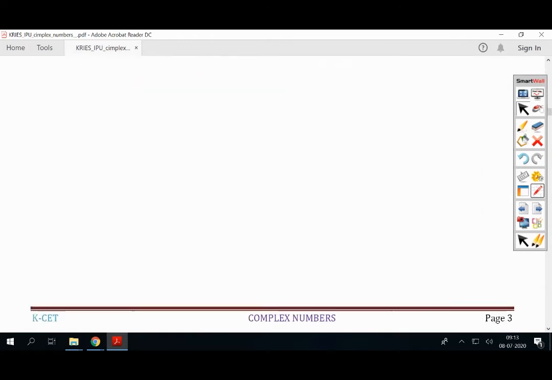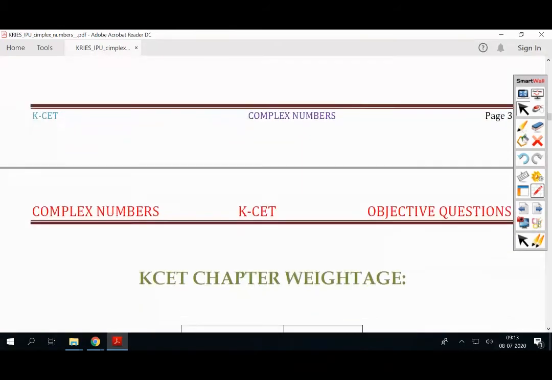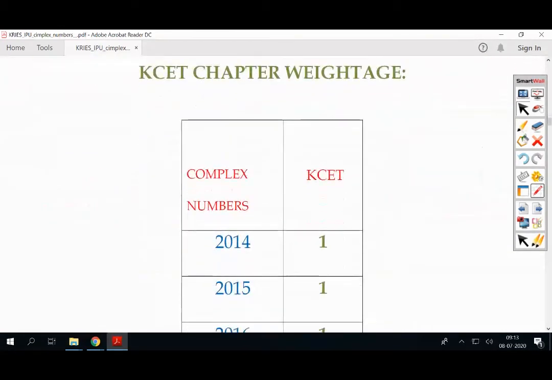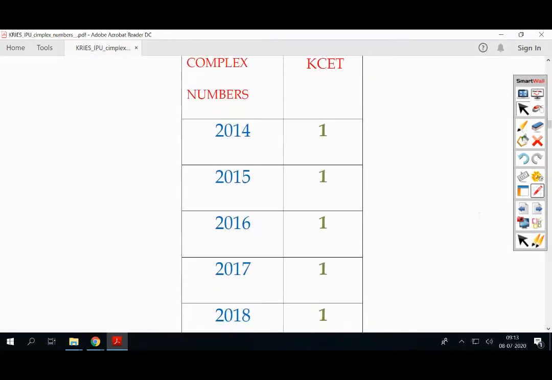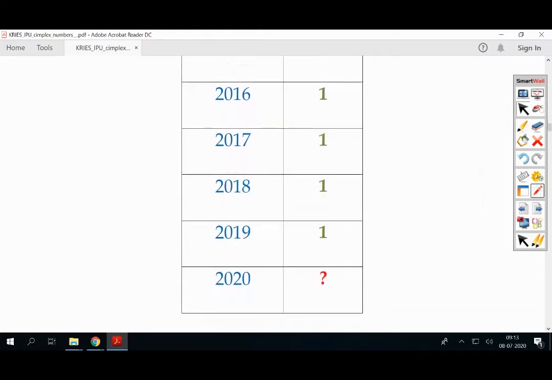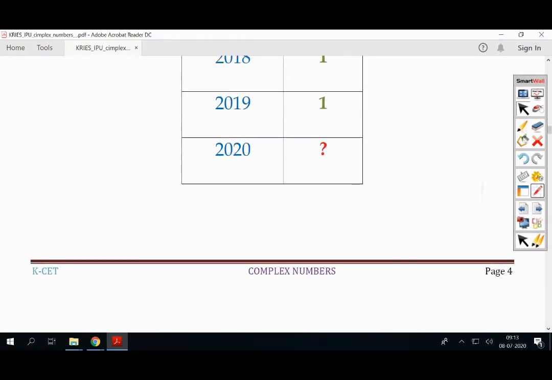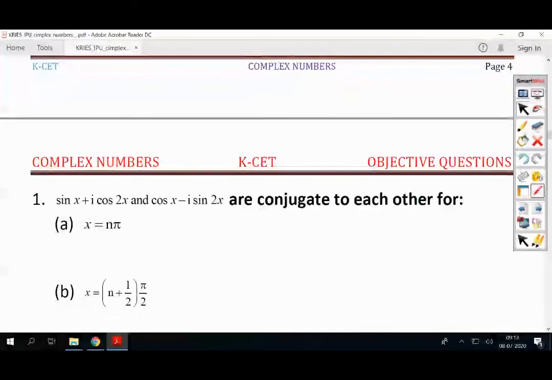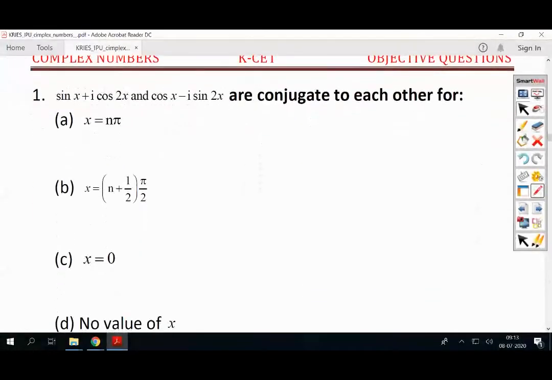Today, the weightage of this chapter for your upcoming examination: every year they are going to give you one problem on complex numbers. So you have to look carefully, one question will compulsorily come from this. Understood? Now, with this we'll go to question number 1.